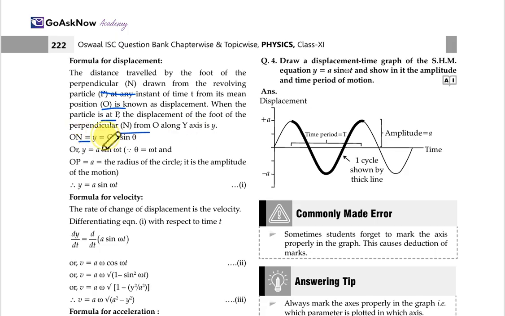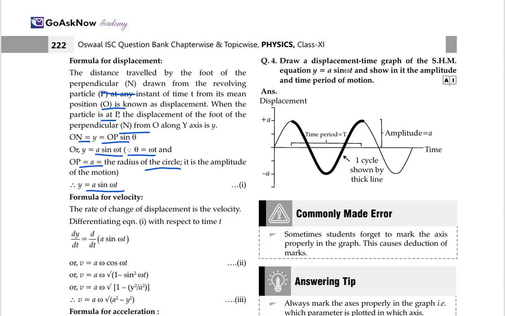N is equal to y, OP is equal to sin theta. Then y is equal to a sin omega t, where theta is equal to omega t and OP is equal to a. So a is the radius of the circle, which is the amplitude of the motion. So y is equal to a sin omega t.